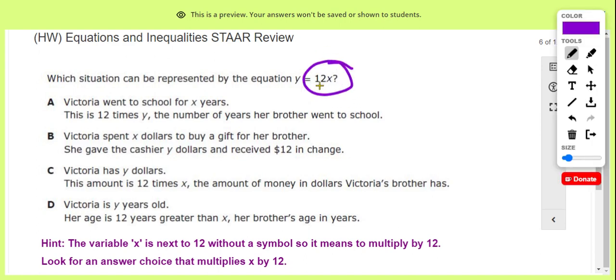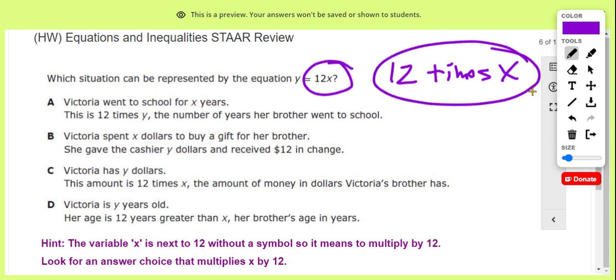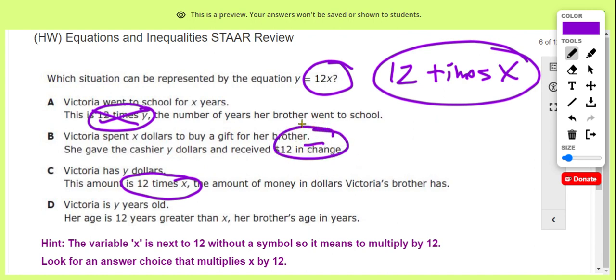So this equation is multiplying 12 times x. You're looking for something that means the same thing here. This says 12 times y. This says 12 times x. Gave the cashier, and then she got change. So usually that means subtraction. And age that's greater than. So you're looking for the one that is multiplying 12 times x.